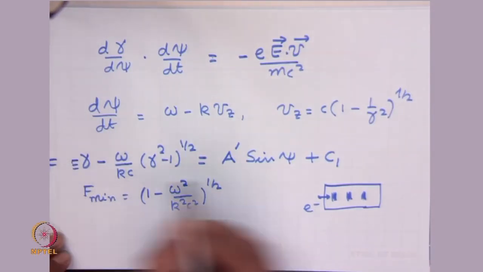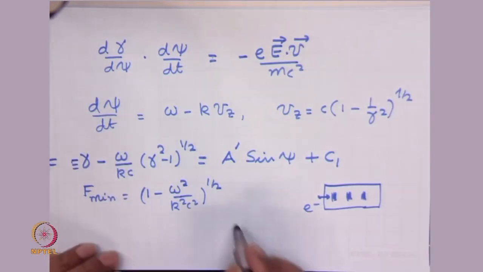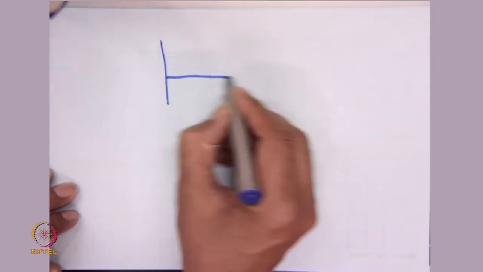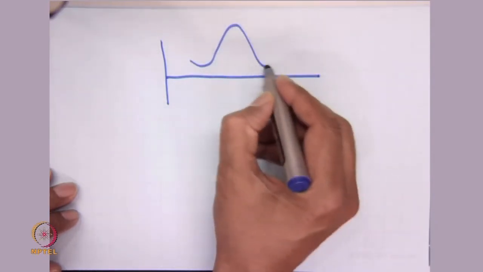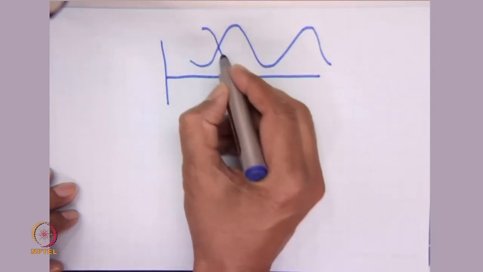So this equation is very rich in revealing that there are electrons which are trapped in the wave, and if you plot gamma versus psi, you get a lot of insight into particle acceleration. Let me just mention that. Just a simple solution of this equation reveals this equation is like this.